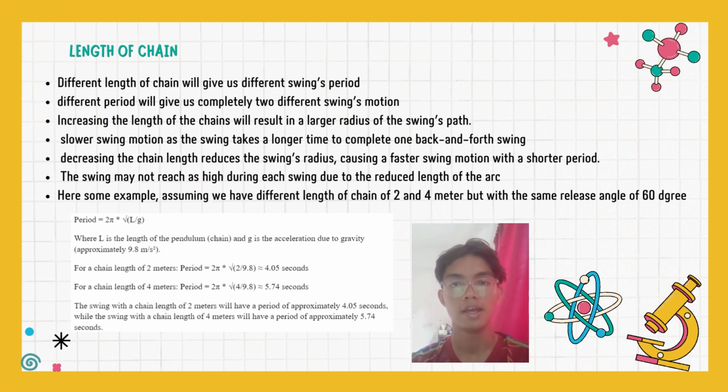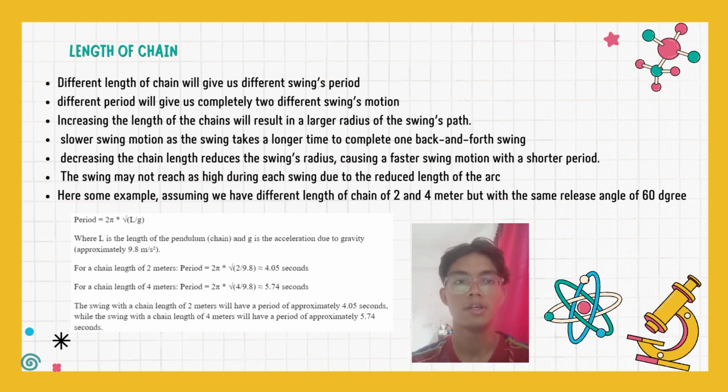Decreasing, on the other hand, decreasing the chain length will reduce the swing radius and cause a faster swing motion with a shorter period. Additionally, the swing may not reach as high during each swing due to the reduced length of arc. Okay, below is some example. Assuming we have different chain lengths of 2 and 4 meters, but with the same release angle of 60 degrees.